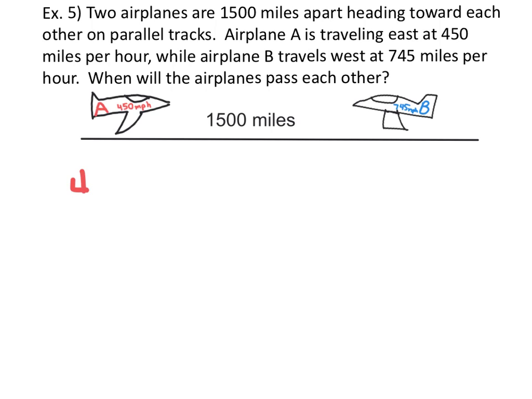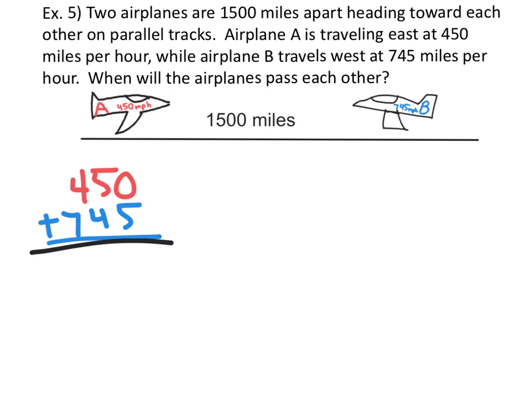and that's 450. So after 1 hour, that one's going to be 450 miles. That gets subtracted from the 1,500. But after 1 hour, you also get to subtract the 745 that one traveled. So the total distance that you could subtract from the 1,500 after 1 hour will be how much? 1,195. That's right, 1,195. Okay, so after 2 hours, you're going to be able to subtract twice as much, and so on and so on.